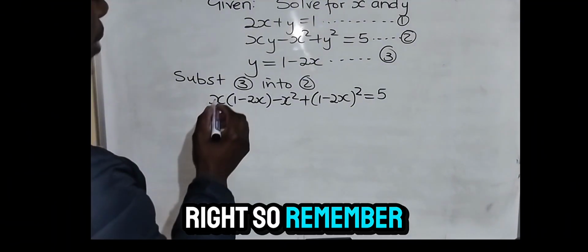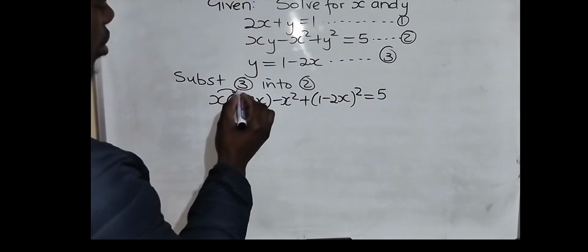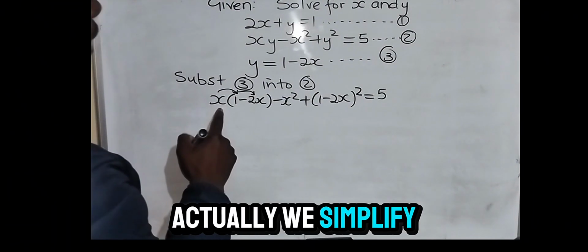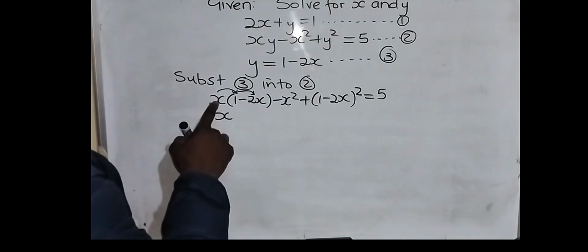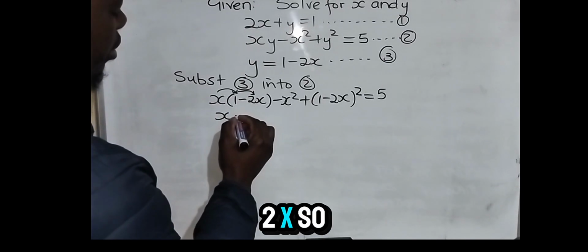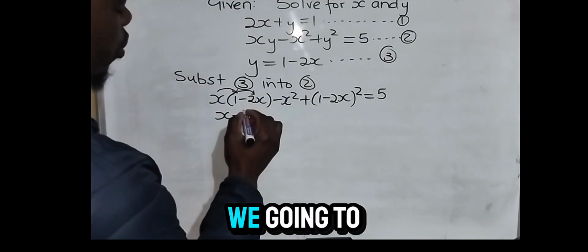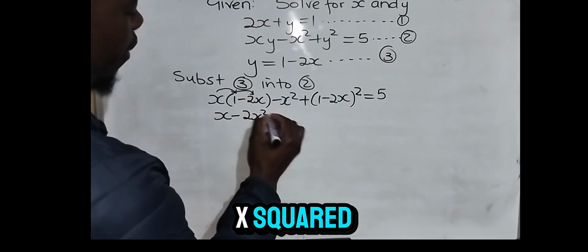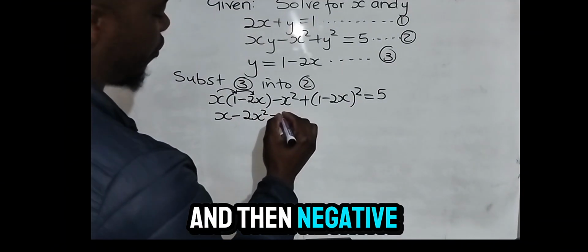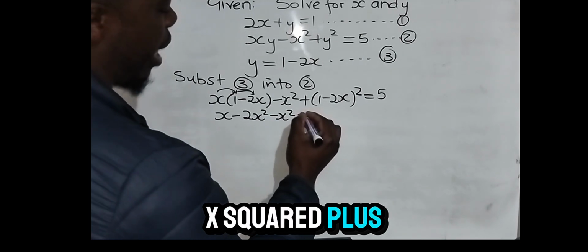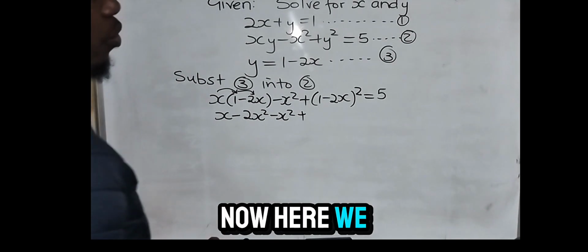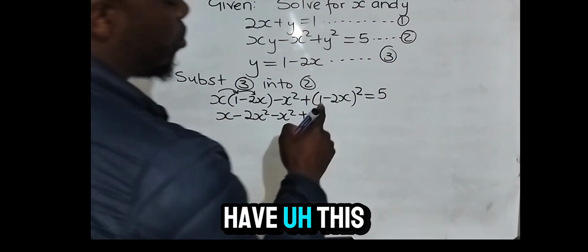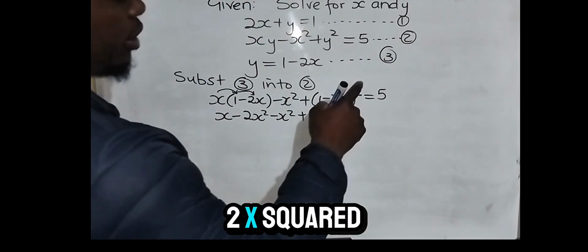Right, so remember, actually we simplify. Like, let's distribute this x times 1, x times negative 2x. So we're going to obtain negative 2x squared. And then negative x squared plus, right, now here we have this expression 1 minus 2x, squared.